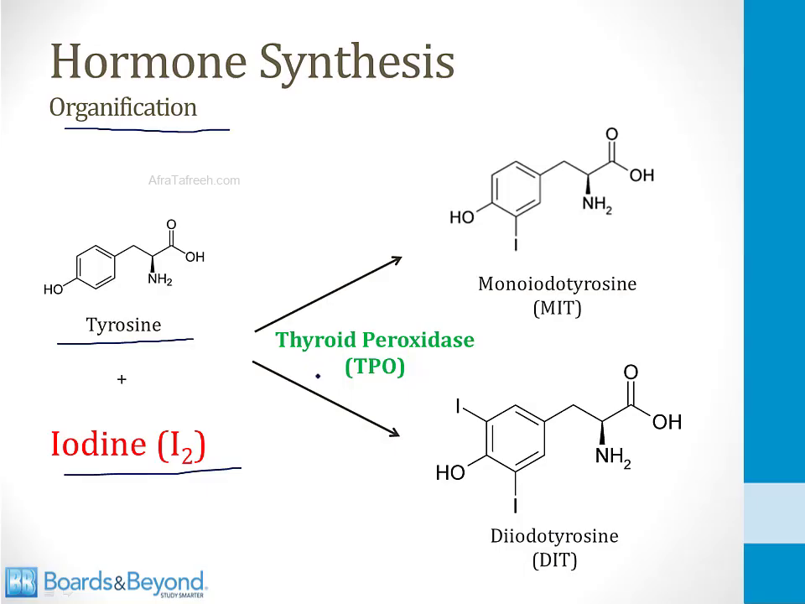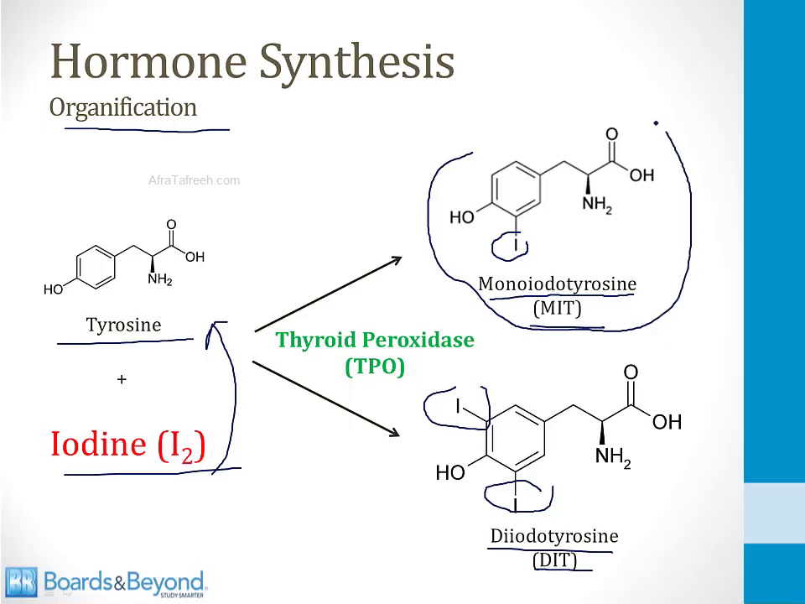Thyroid peroxidase catalyzes the addition of iodine to tyrosine. If you add 1 iodine atom, you will create a molecule called monoiodotyrosine, or MIT. If you add 2 iodine atoms, you will create a molecule called diiodotyrosine, or DIT. And these get synthesized on those tyrosine residues sitting on the thyroglobulin structures in the follicle of the thyroid gland.